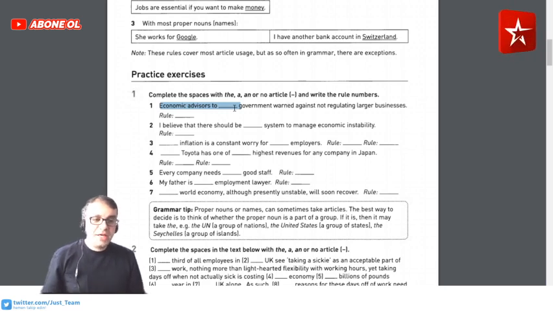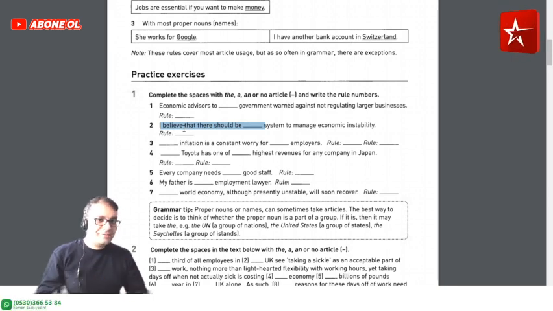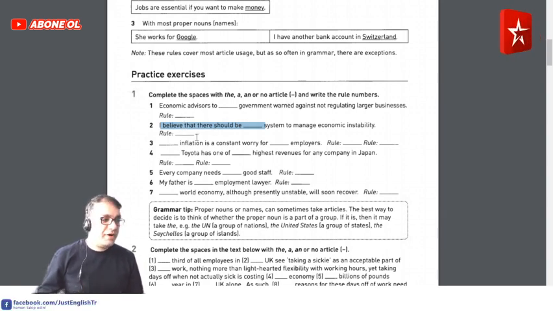Gökhan, correct. The answer is "the government." That's perfect. Thank you, Gökhan. Now, let's go for the second one. I believe that there should be what? Damla, thank you so much. Now the second one, what are we going to use? Come on, carry on. Yes. Thank you, Dilara. Thank you, Niveen. I can see "a system." We define the article. That's correct. Now let's go for the third one.